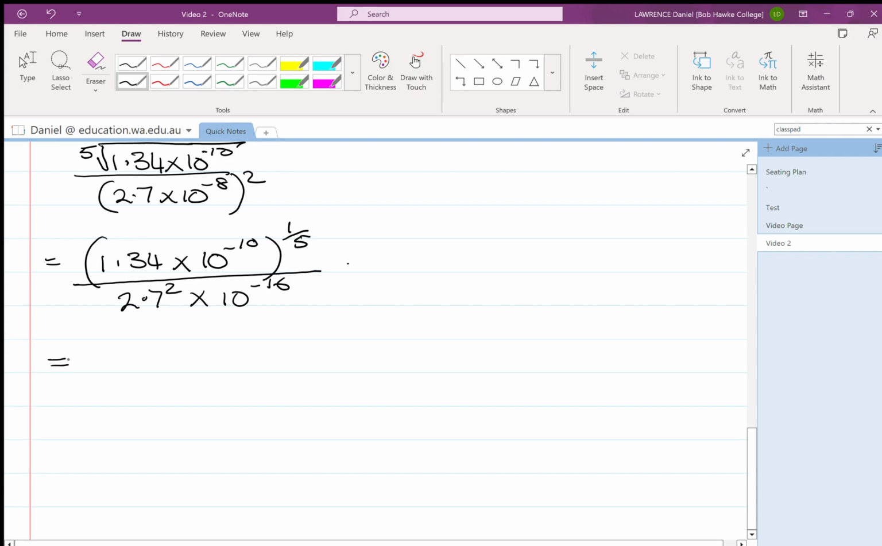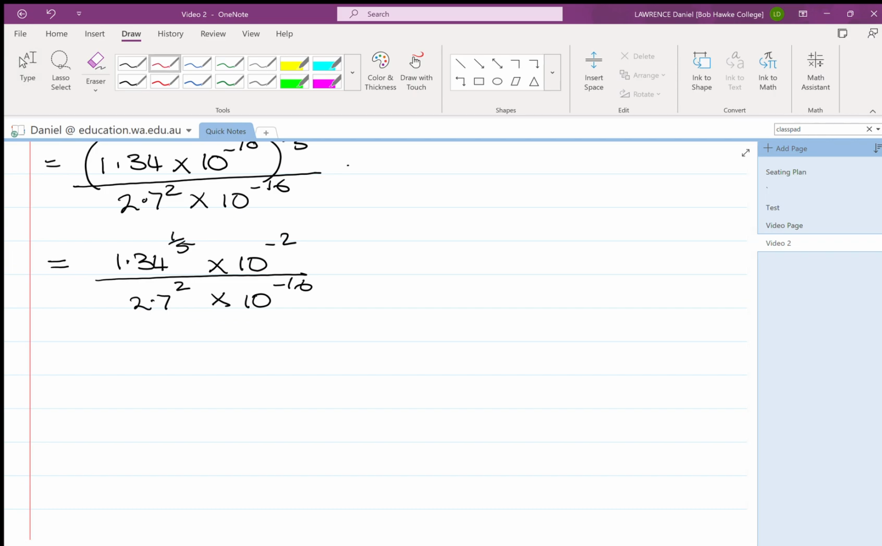Okay, we can see we're getting this into a form where we're going to be able to solve it shortly. This now equals 1.34 raised to a fifth times 10, negative 10 times 1/5 now becomes 10 to the negative 2, all over 2.7 squared times 10 to the negative 16. Fantastic. Alright, to solve this part here, this is a division problem. We're going to have to use our calculator to do that.